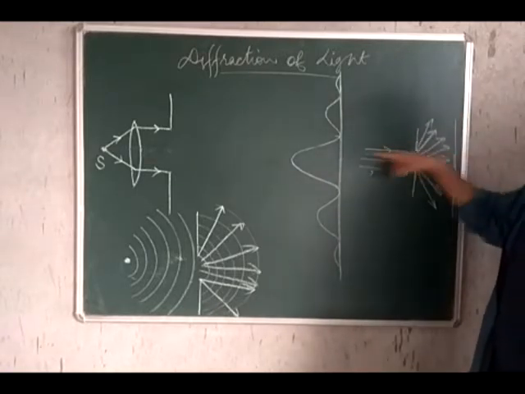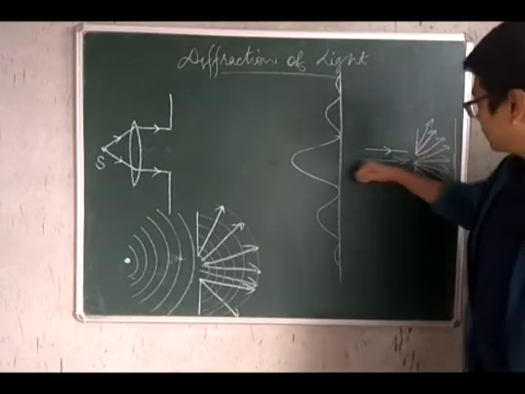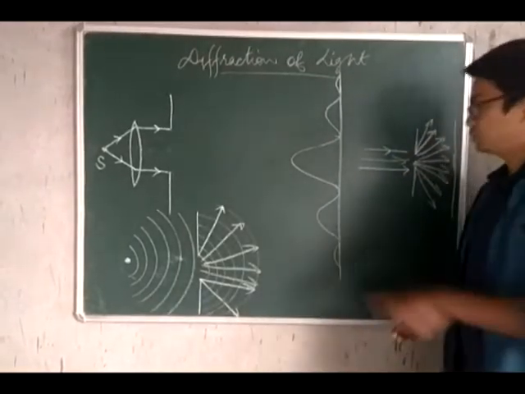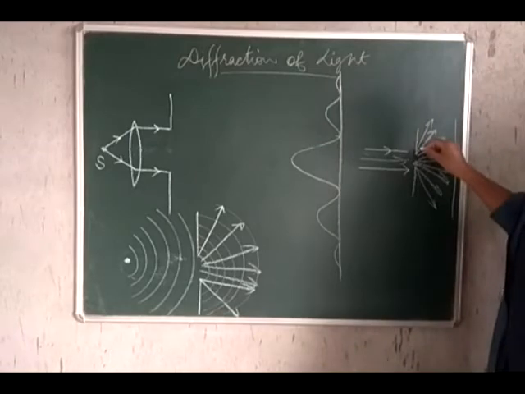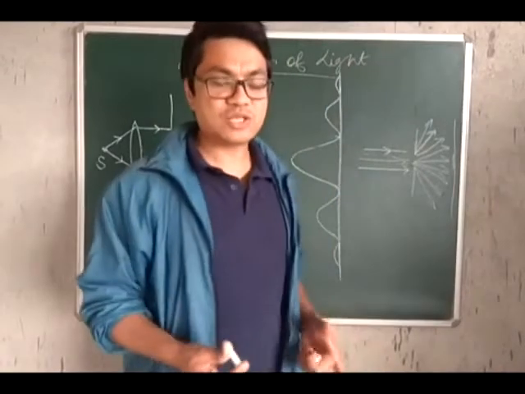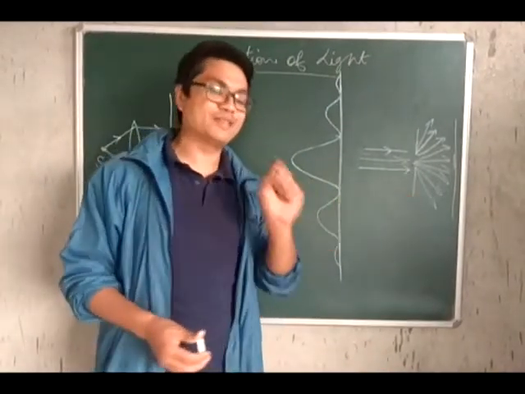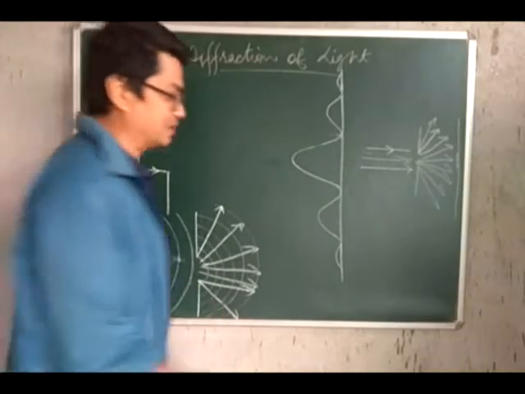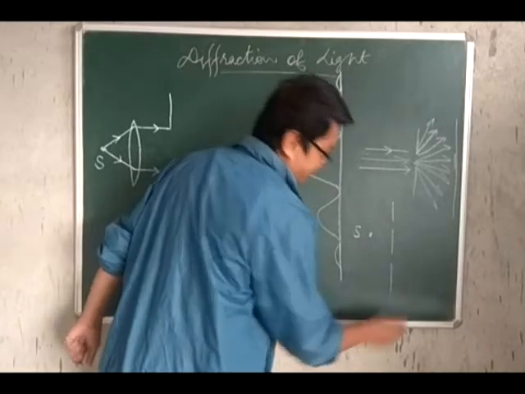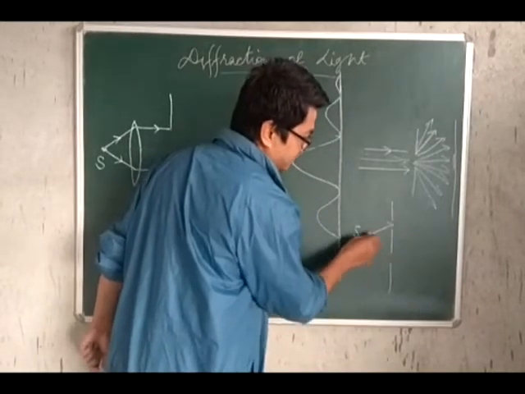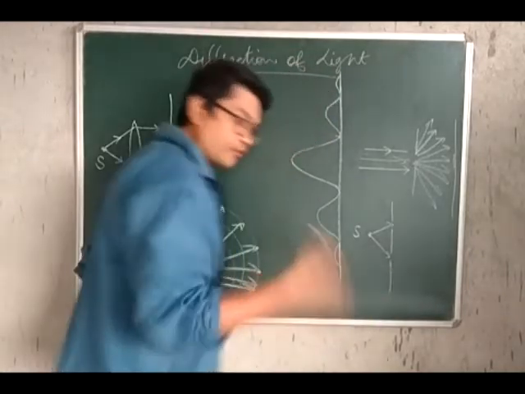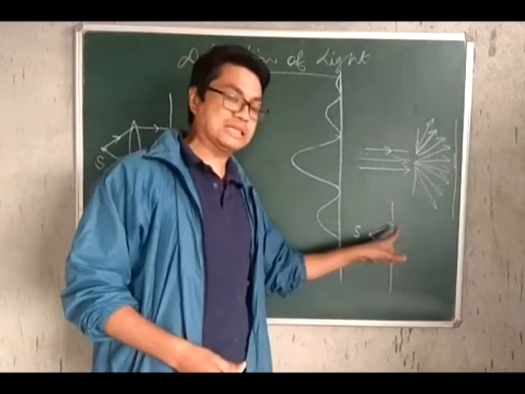So light initially was coming in a straight line, parallel rays of light, but after passing through the slit, which is of a size comparable to the wavelength of light used, the ray of light starts bending. This phenomenon is what is diffraction of light, and we saw this happening in the case of interference of light. In Young's double slit experiment also, this was our source, and we had our two slits. Rays of light were coming this way, and through these slits, diffraction took place.